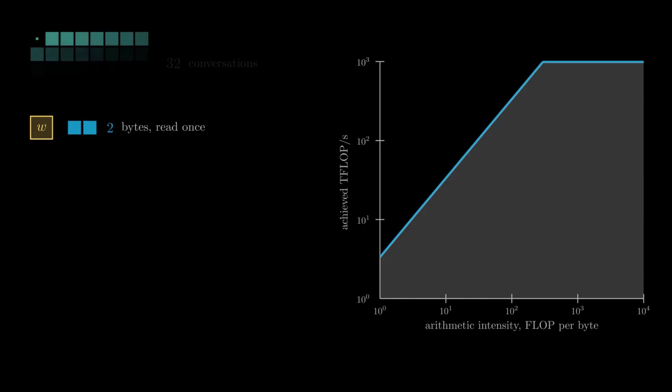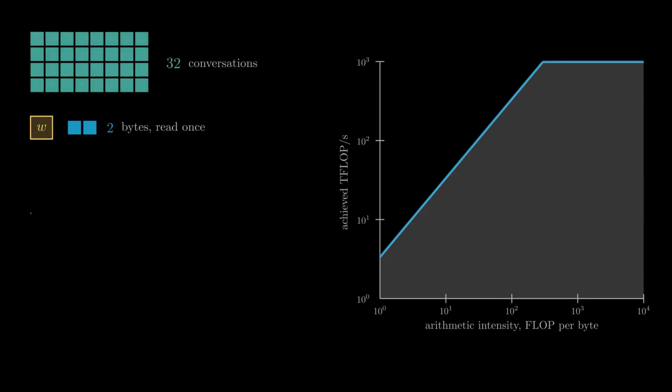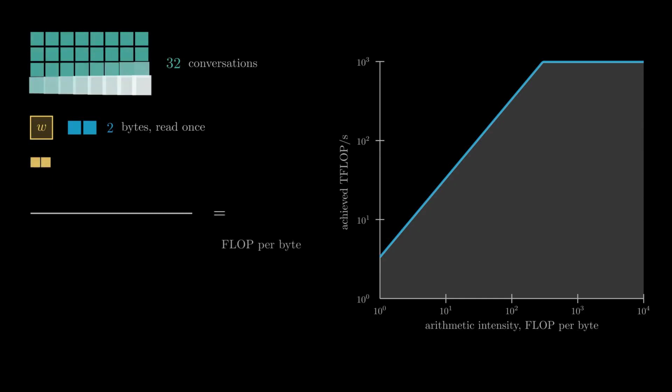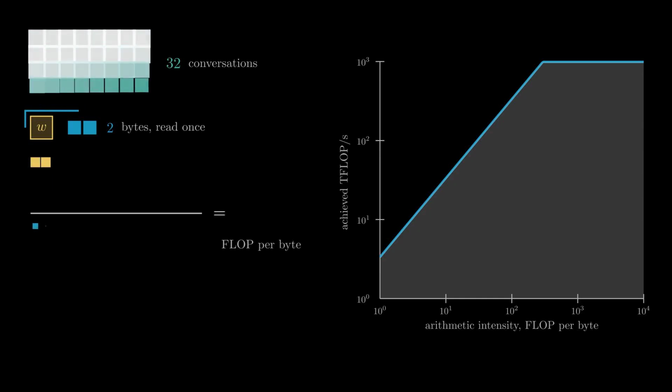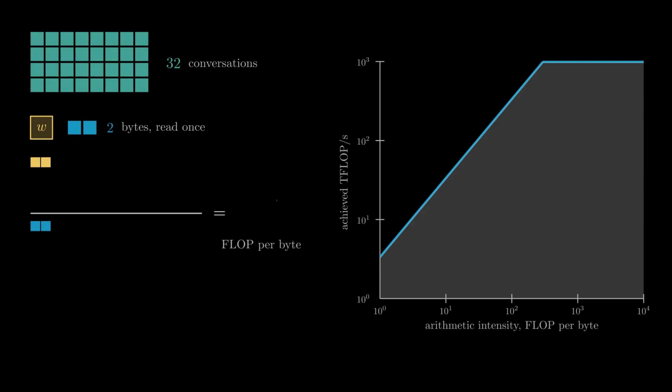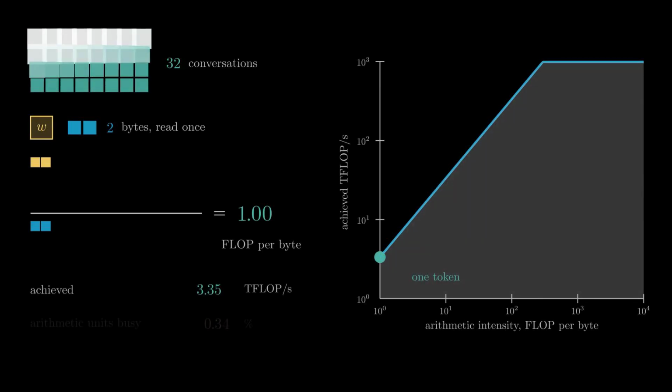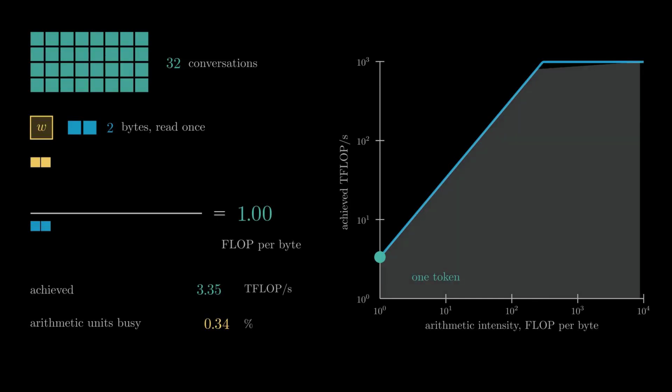If the trouble is that one token's worth of work does too little arithmetic per byte, then you serve many people at once. Read each weight a single time and use it for 32 different conversations before you throw it away. Now watch what that does to the ratio.